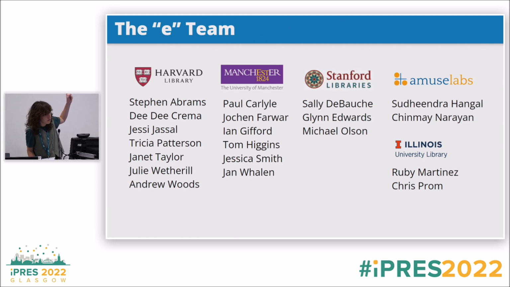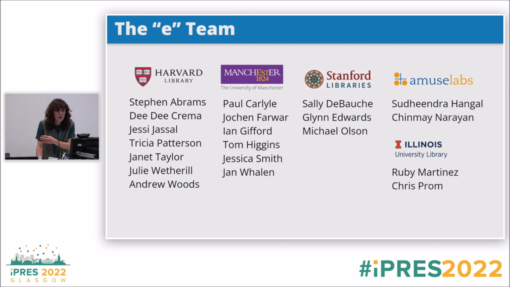Stephen Abrams, head of digital preservation at Harvard Library, is our PI on the grant. And then Dee Dee and Jesse, Janet, Julie, and Andrew are part of our library technology services crew. The main development is actually taking place within the University of Manchester team, and that's Jochen and Ian and Tom, who really wanted to be here today, Jan and Jessica and Paul Azal. Paul Carlyle, who you'll hear from in a bit, is our co-project manager on the project.